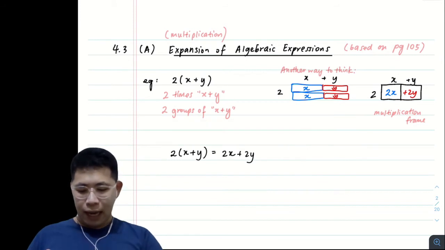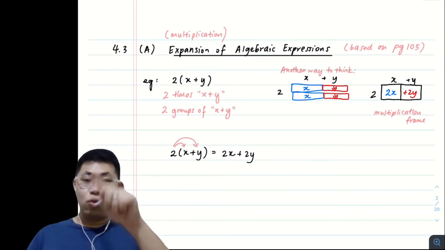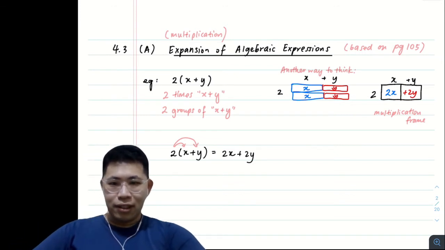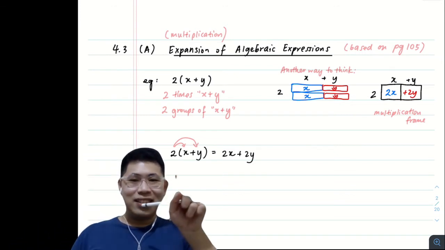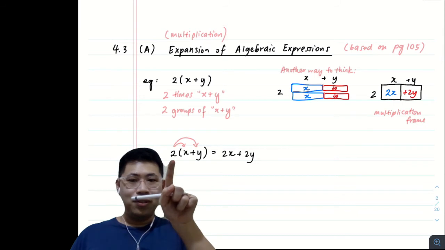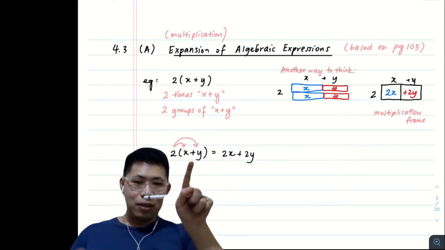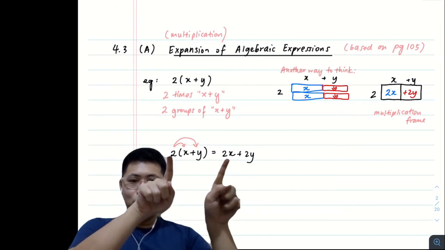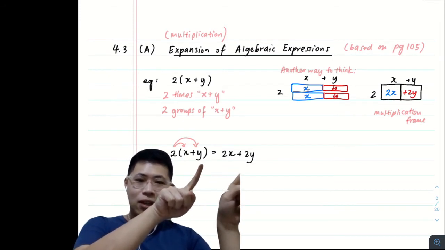So you can think of it as 2 being distributed to x and 2 being distributed to y. So 2 multiplied by x will give me 2x. 2 multiplied by y will give me 2y.